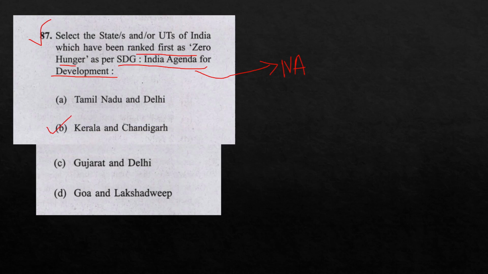The answer is B. Kerala is the state which has ranked first in Zero Hunger, and Chandigarh is the union territory that has been ranked first in Zero Hunger, right? So this is our answer.